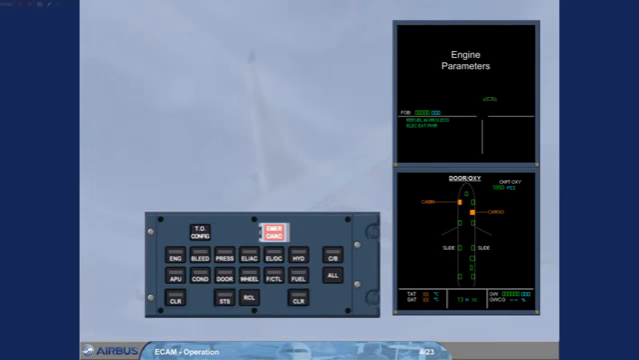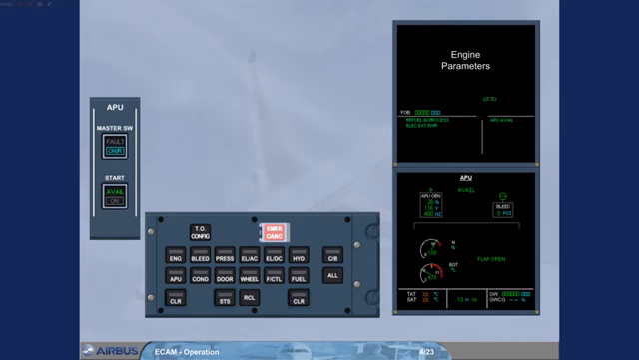The APU has been started. The APU system page is automatically displayed. There is no light on the Ecam control panel APU key, because the APU page has been automatically called as part of a normal sequence. The APU is now running.